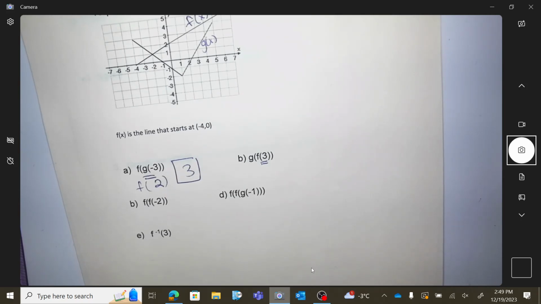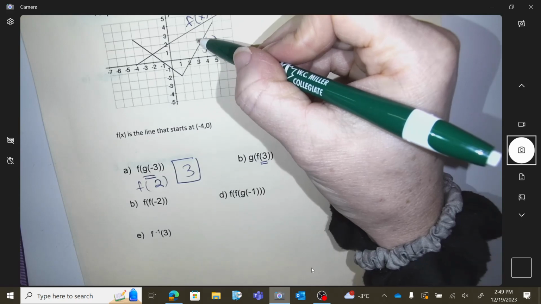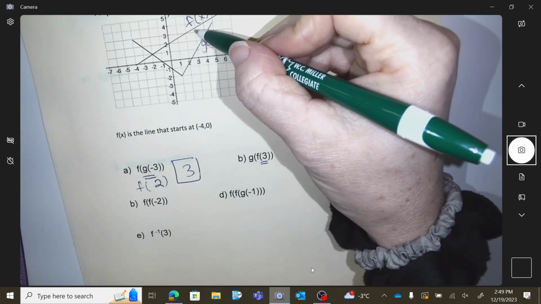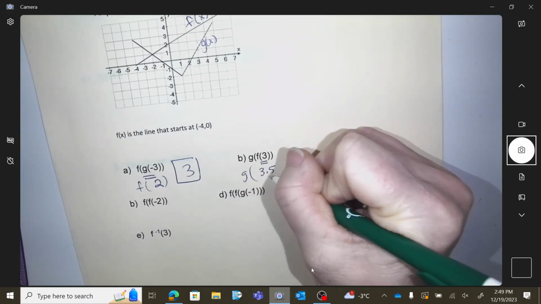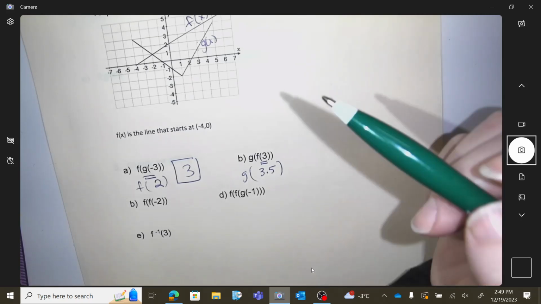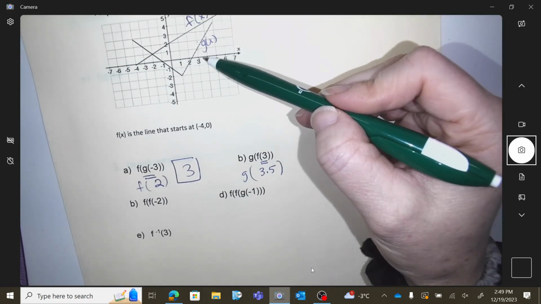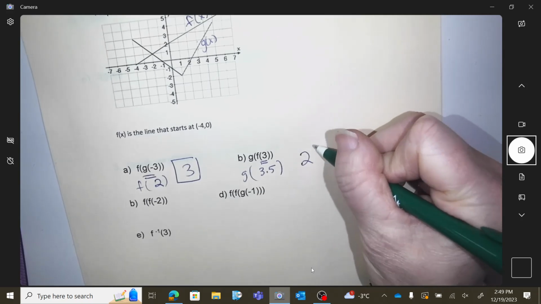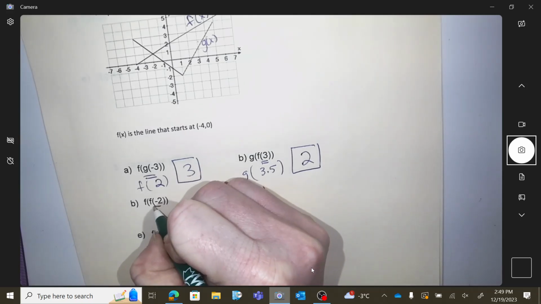Okay, on the line, if you are at 3, your height is, would you say 3.5? I probably won't ask, you probably won't run into those kinds of things, but. Okay, on the V shape, can you go to 3.5? What height are you at? 2. Okay.